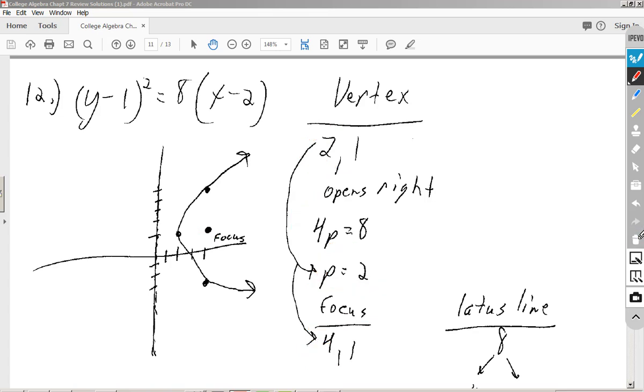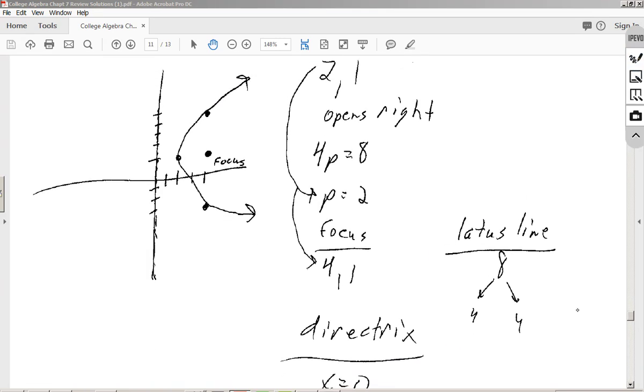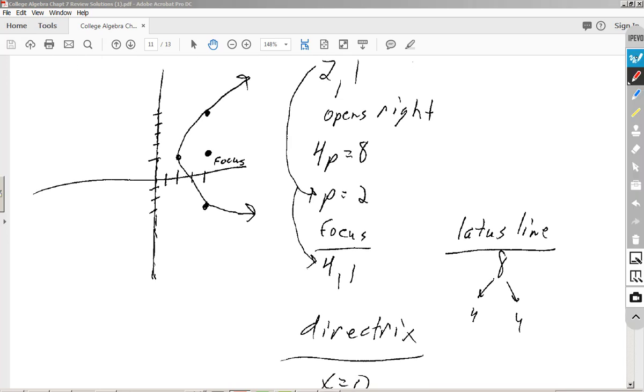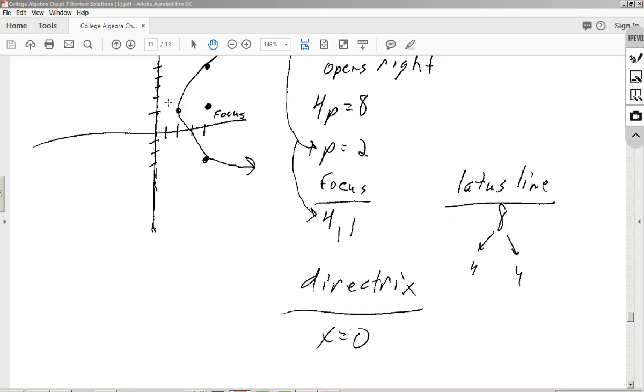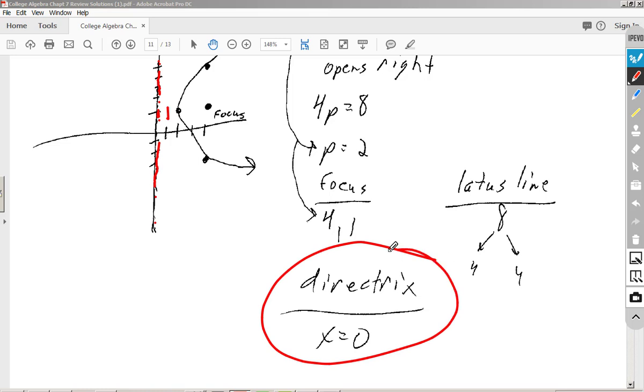My latus rectum line, this number right here, it gives me a total of 8. So when I divide that in half, that means in each direction I'm going to be moving 4. So notice my latus rectum line is this imaginary line right here. But you'll notice that I moved up 4 to this point, down 4, and that would give me my shape of my parabola. Now my directrix is that line back here. I went back 2. So going back 2 would just be this axis right here. And this axis right here is the axis of x equals 0.